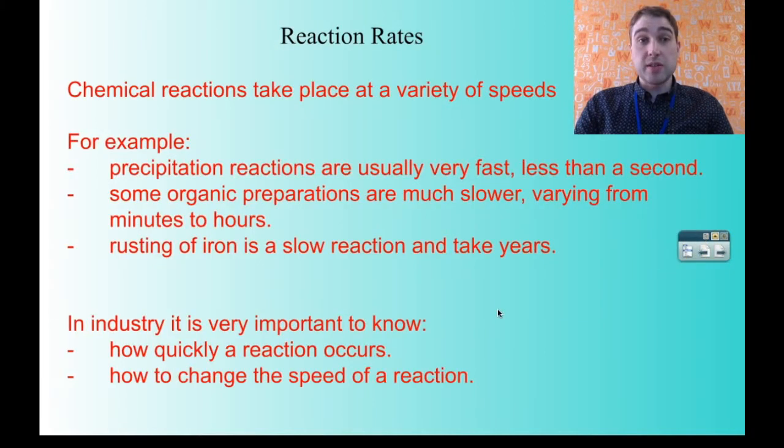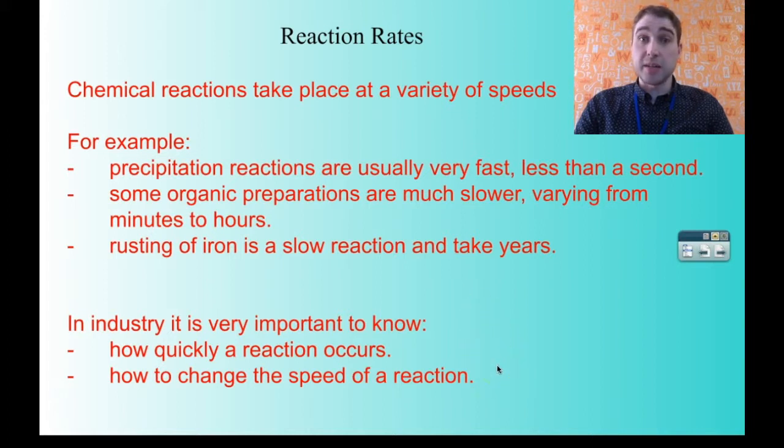Chemical reactions take place at a variety of speeds. Precipitation reactions can be quite quick. Organic preparations, for example making an ester, can take half an hour to an hour. Rusting of iron can take place over years. So for industry, it's important to know how quickly reactions occur and how to change the speed of reaction.